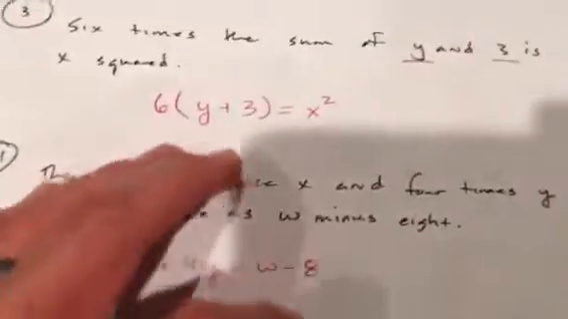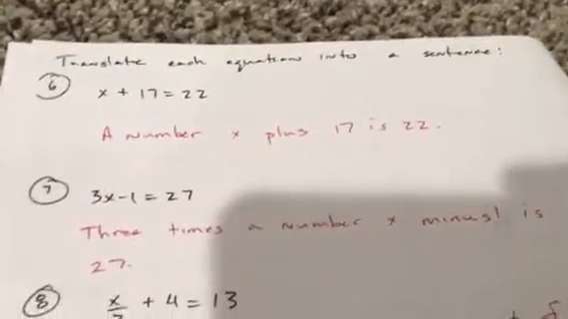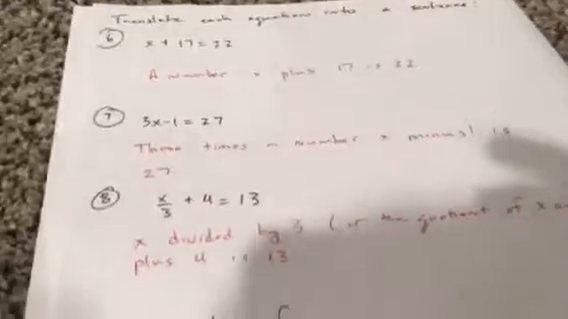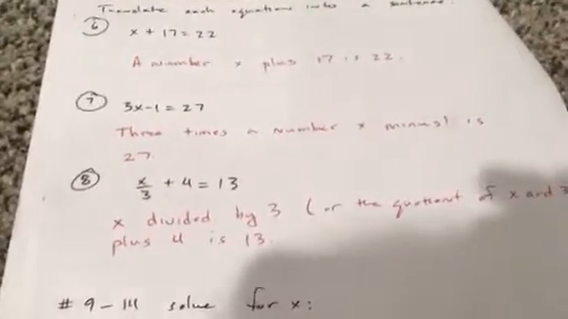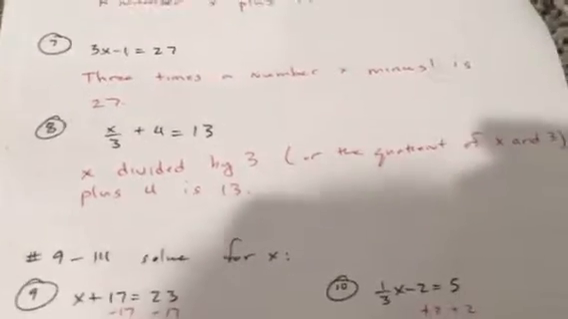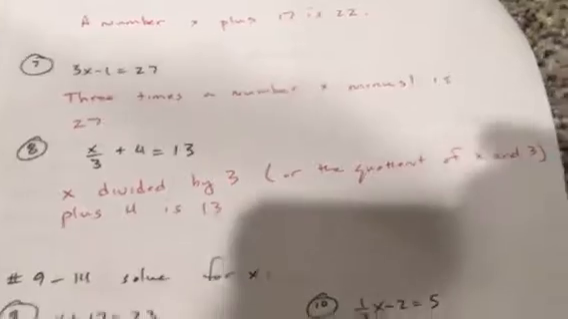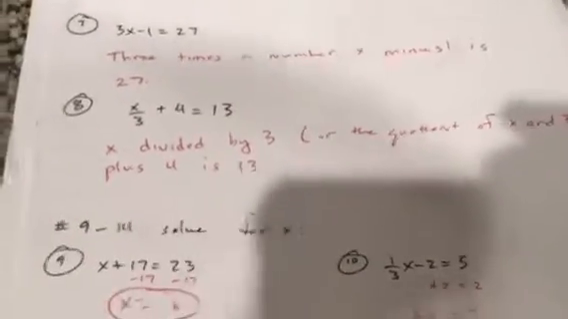All right. Moving on here. Next one, translate each into a sentence. So you got a number x plus 17 is 22. Right here, you got 3 times a number x minus 1 is 27. And lastly, here you got x divided by 3, or the quotient of x and 3 plus 4 is 13.